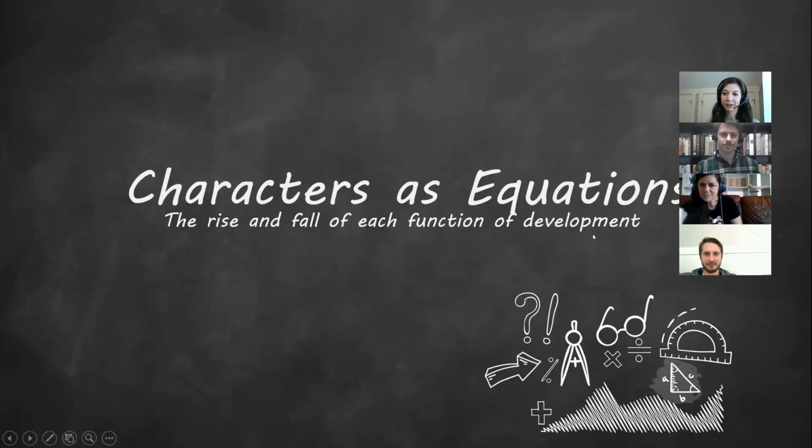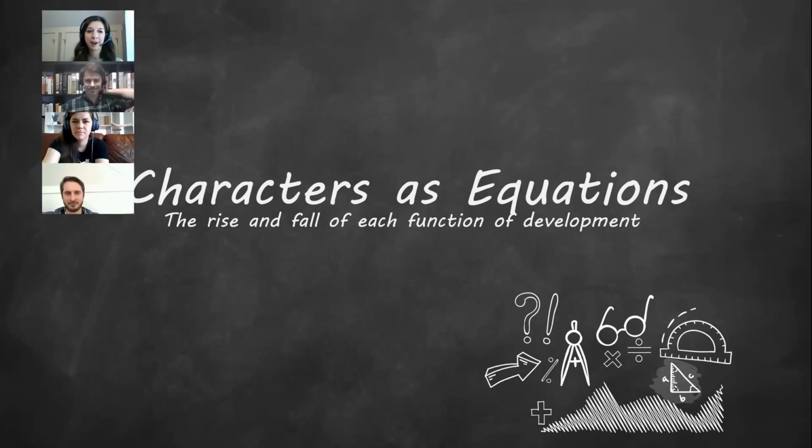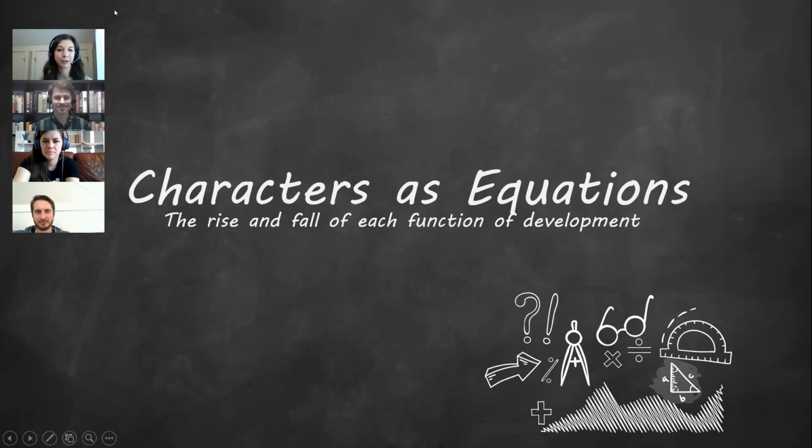Are we at the drinking part? Oh, sweet. This is the best part. We're at the drink talk learn portion of this podcast. We're going to learn some stuff. Okay, my drink talk learn today is characters as equations, the rise and fall of each function of development. So we're basically going to be going over functions and equations and graphs. You already lost me. So put your nerd glasses on.